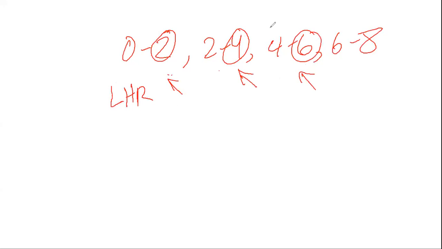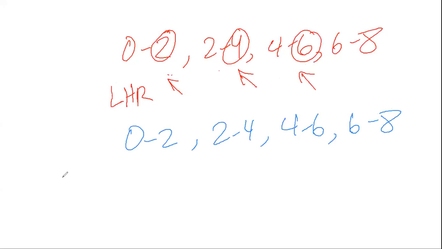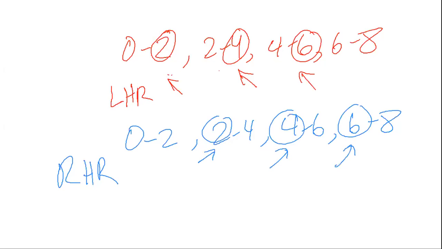Now, if I had the same intervals, same bins, but I was using the right-hand rule, that means I'm including the 2 in the right bin, the 4 in the right bin, the 6 in the right bin. So from your intervals where the number is being repeated, you're including it in the right bin. Right as in left, right, not right as in correct. Does that make sense? Does that help?